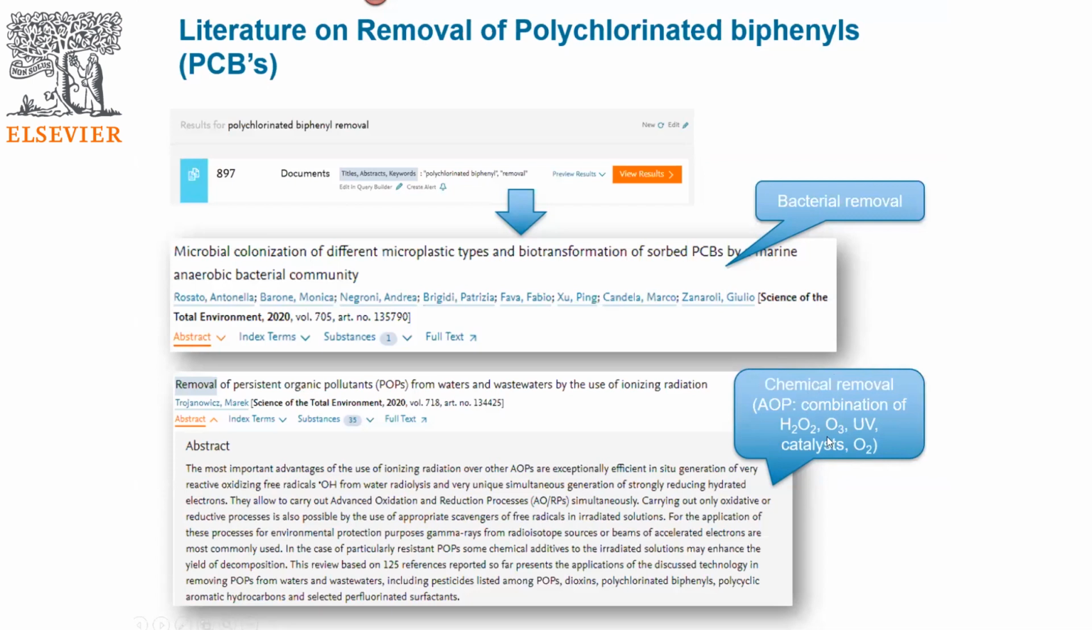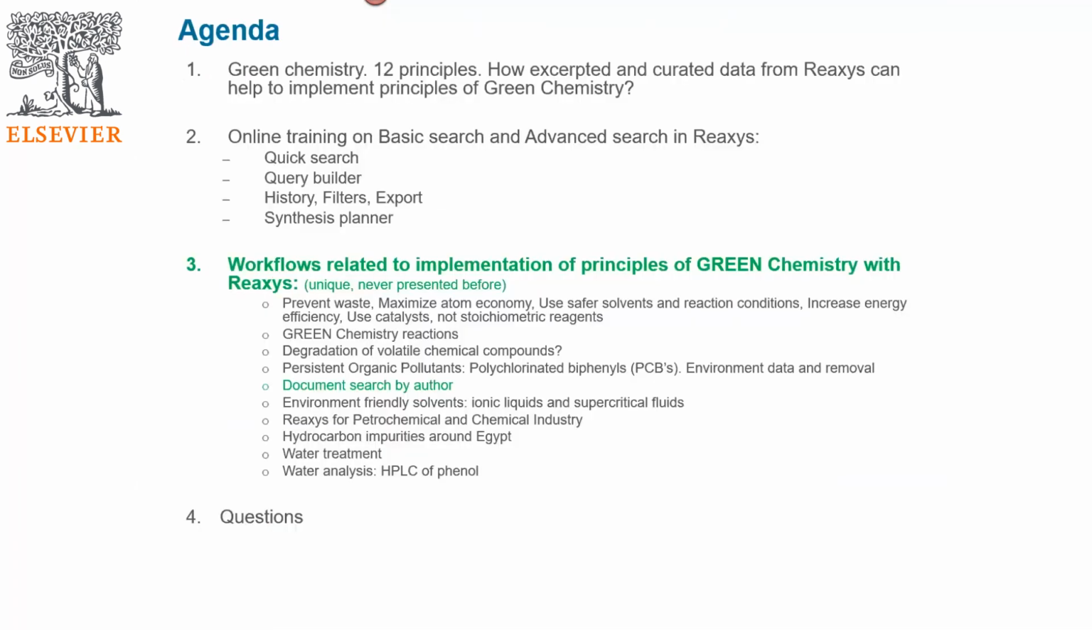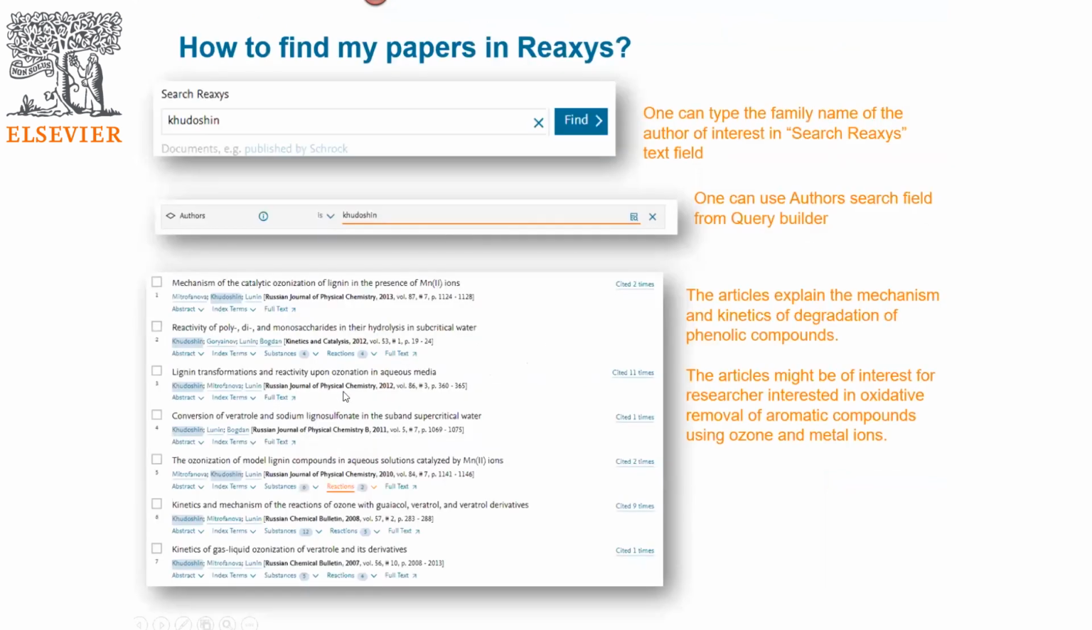When I prepared a presentation, I remembered that I deal with degradation of phenols, ozonolysis of phenols with catalysts. So I have an idea to search my own papers in Reaxys. And this gives me an idea that some of you may want to find some articles by an author whom you know. So you can type the family name of the author on the starting page.